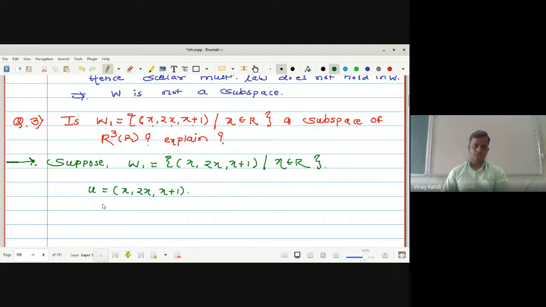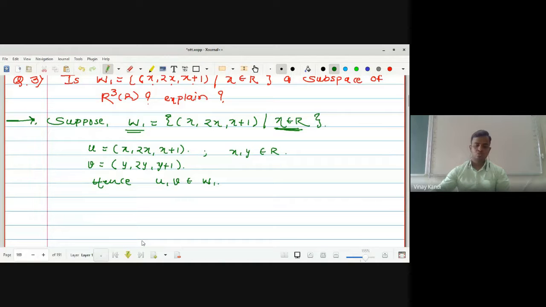Okay, and let v be also an element from the W1. That's a nature कसा असेल? असंच असेल. Suppose this one is y, 2y, y plus 1, such that x and y belongs to R. Okay, by the definition of W1, this x and y belongs to R. Hence, u and v belongs to the set W1.